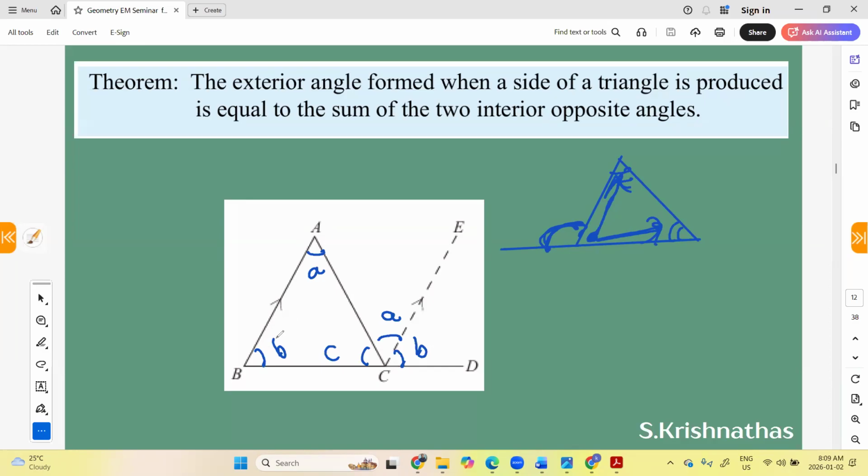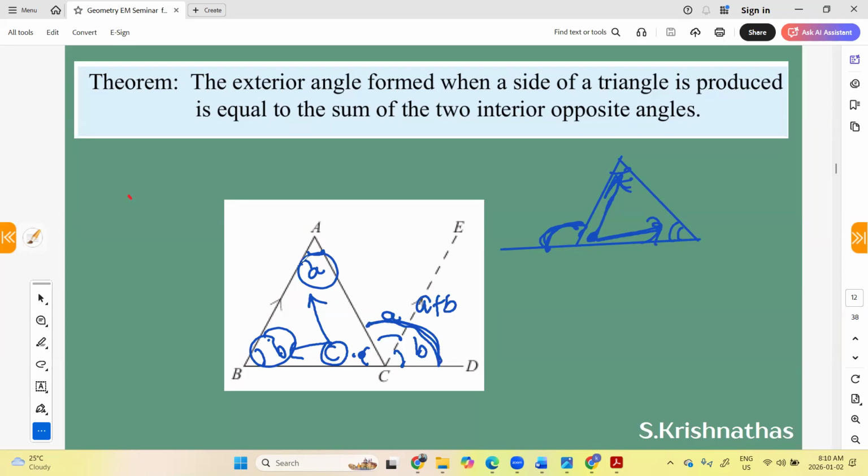Now, students, what is the sum here? This one is the exterior angle. How much is the exterior angle? A plus B. This C is the interior, the opposite angle. Interior opposite angles, how much? That one also is A plus B. So the exterior angle is equal to the sum of the interior opposite angles.